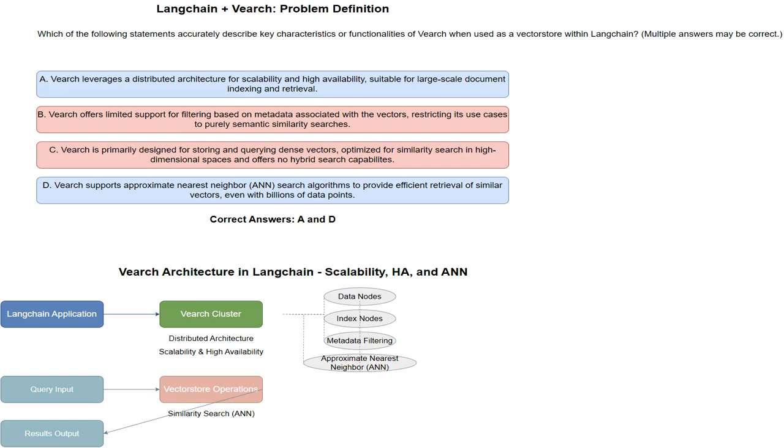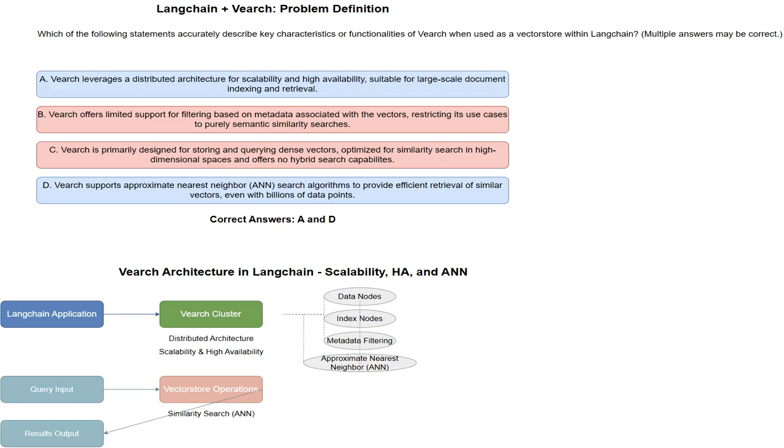The assessment of option C focuses on the types of vectors and search functionalities supported by Vearch. This section acknowledges that Vearch effectively handles dense vectors, especially in high-dimensional spaces. The text clarifies that while Vearch supports dense vectors, its capabilities extend to offer hybrid search functionalities, thus making the claim that it only supports dense vectors incorrect.